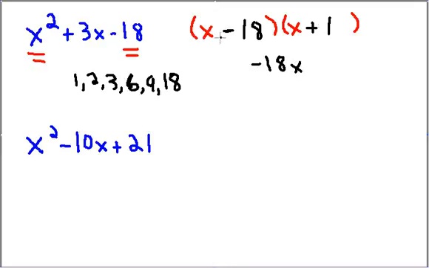And then what's our positive 1 times x going to be? That's going to be a plus x, plus 1x. What is minus 18x plus x? Well, it's minus 17x. Is that what we're after? No, we're after a plus 3x.